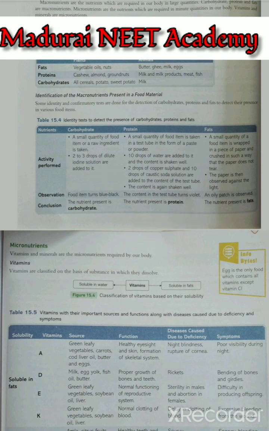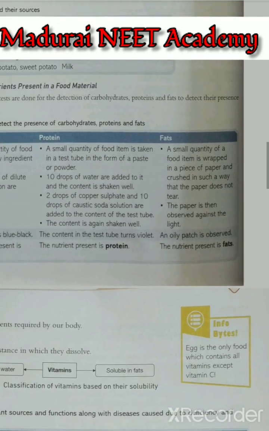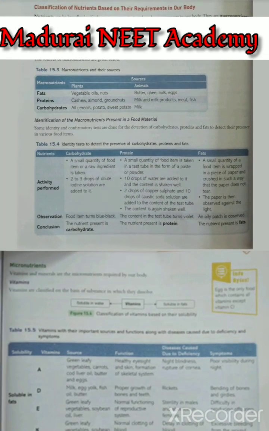Next one is the fat. Take a small quantity of the food wrapped in a piece of paper and crush it in such a way that the paper does not tear, and observe the paper against the light. If there is a patch of oil present, that shows the fat. Usually we do this with oil-fried food items, right? We check how much oil is there, and we try to squeeze the oil out before eating.